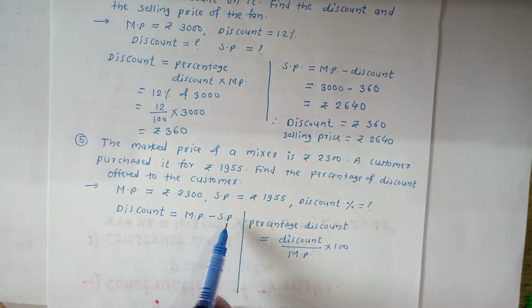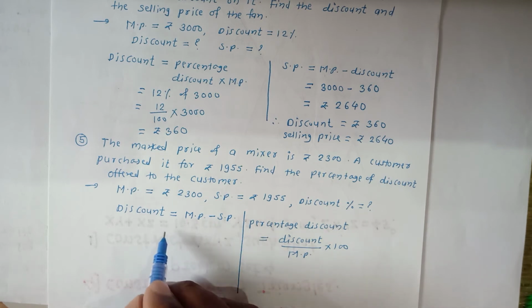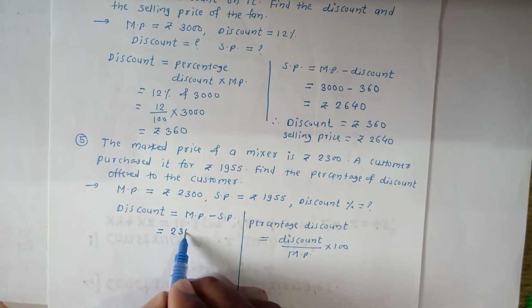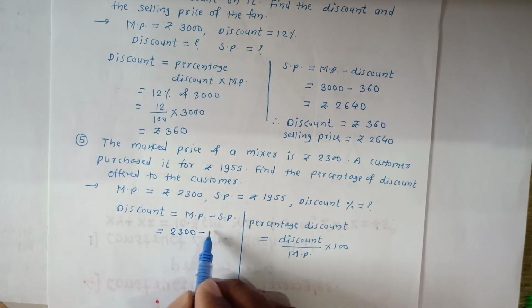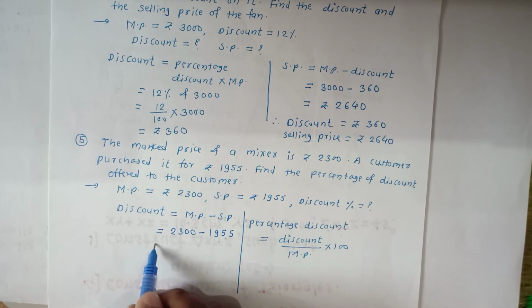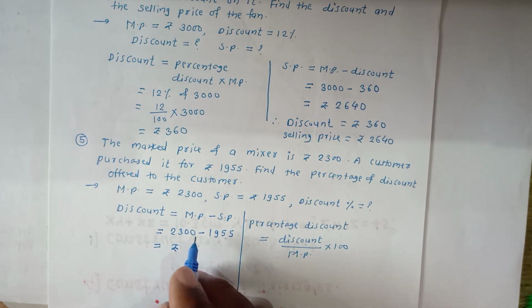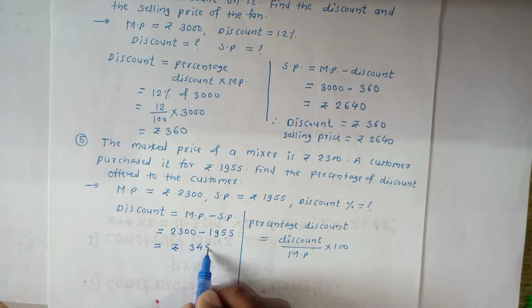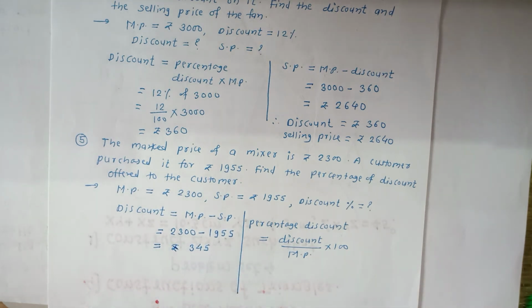Discount is equal to MP minus SP. So MP is 2300 minus SP is 1955. This will be rupees 345. Now we have to find the percent discount.